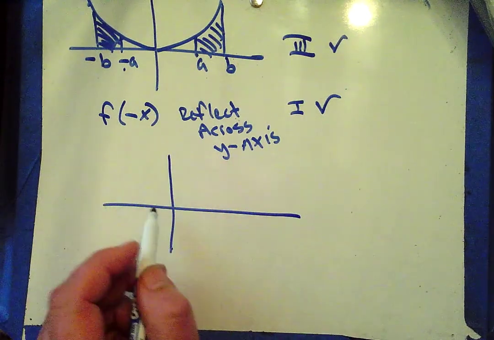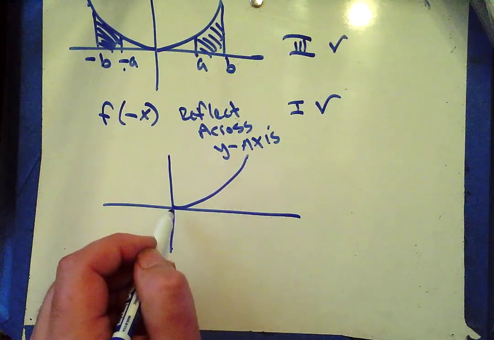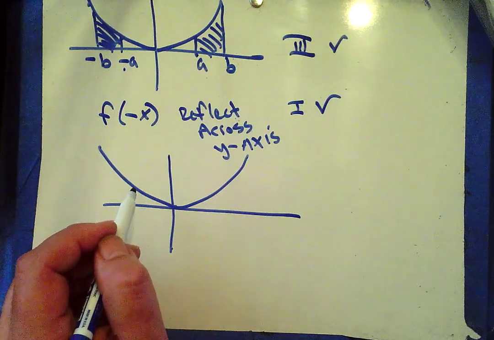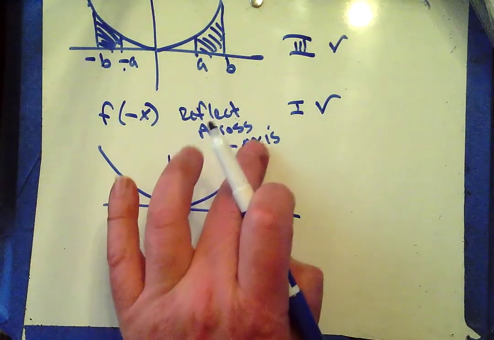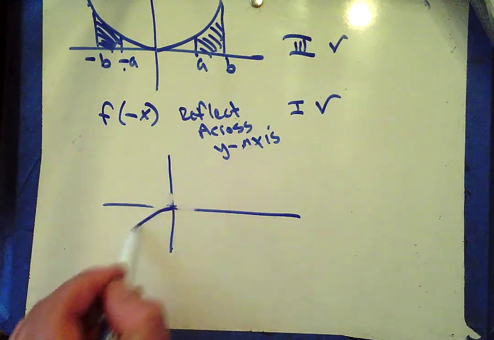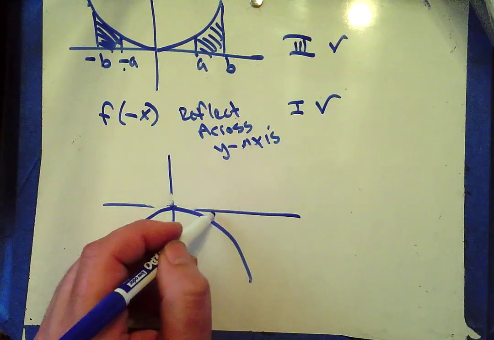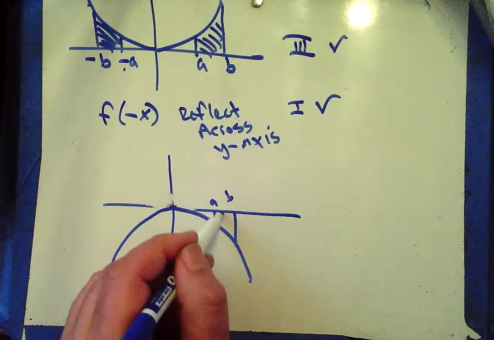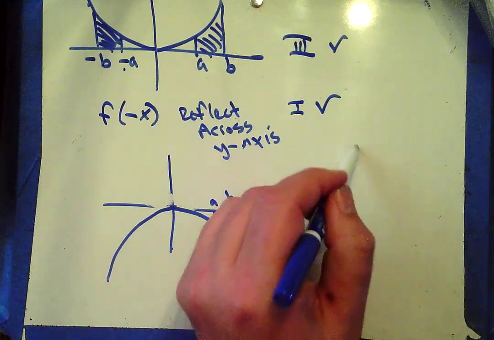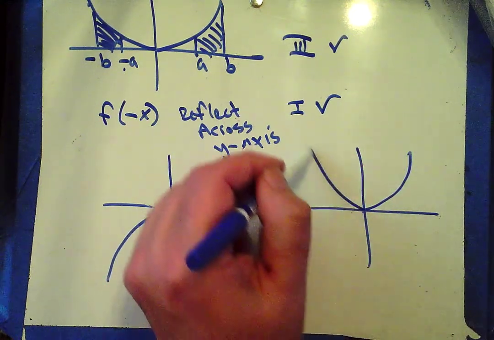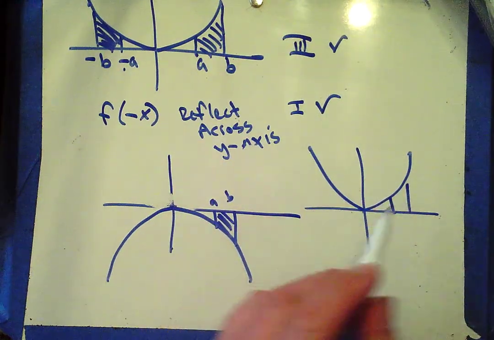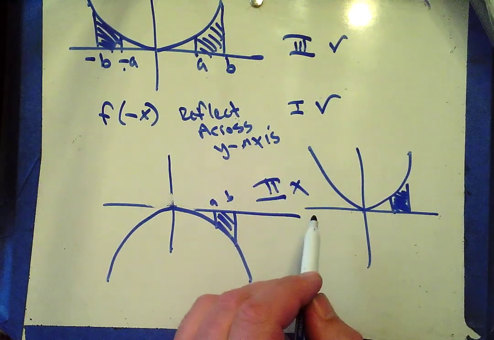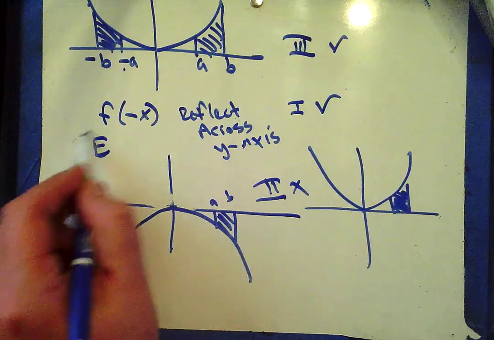Okay, so if I have this function, and I say the absolute value of this, oh, let's do this one. Here's an even function. So the integral from a to b, in this case, would be a negative number. But if I integrate the absolute value, then I'm going to get a positive number for that area. So those two are not the same. 2 does not work. So I want 1 and 3 only, and that's choice E.